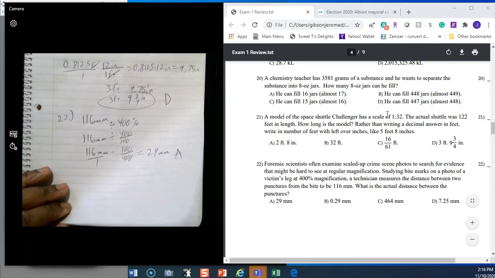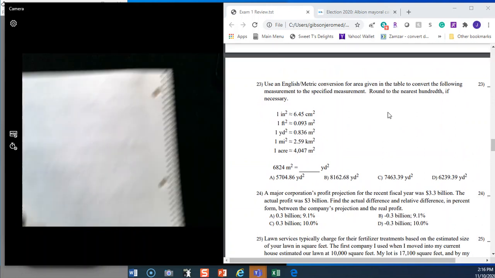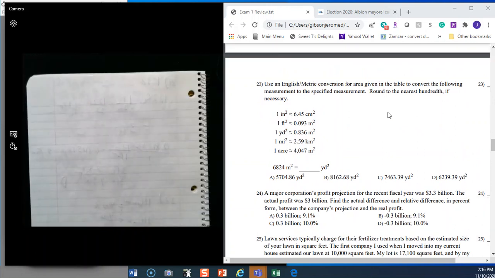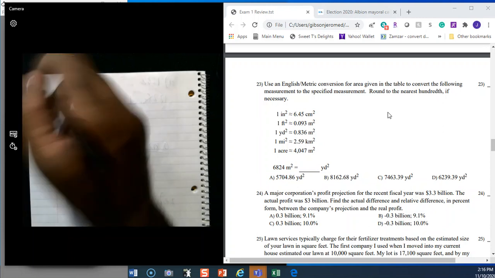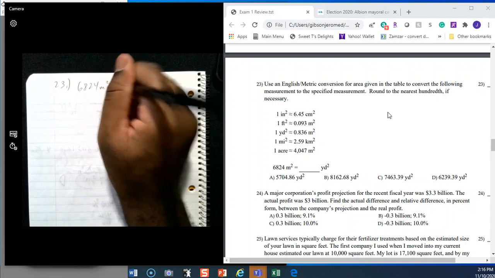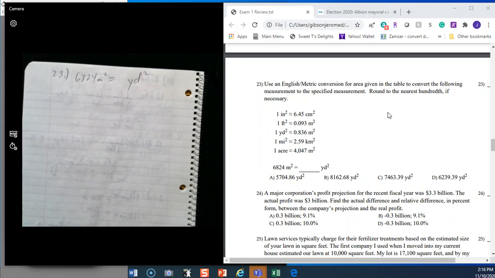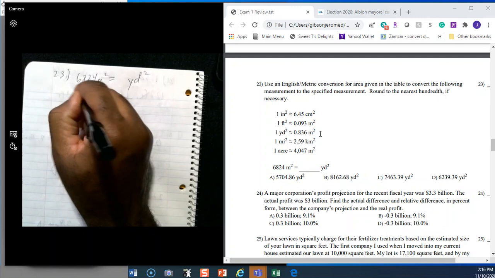All right, now we move on to the next page. Problem 23 says using English metric conversion for area given in the table to convert the following measurement to the specified measurement. Round to the nearest hundredth if necessary. So with 23, we have 6,824 square meters, which is supposed to equal some value in square yards. If you notice here, we have square yards to square meters, so we could do a quick conversion.